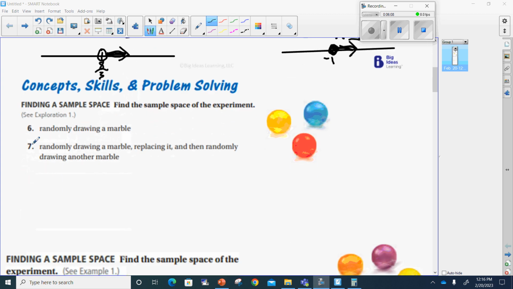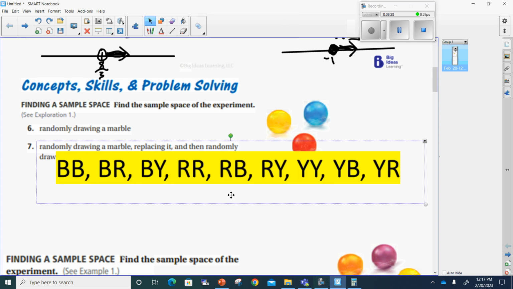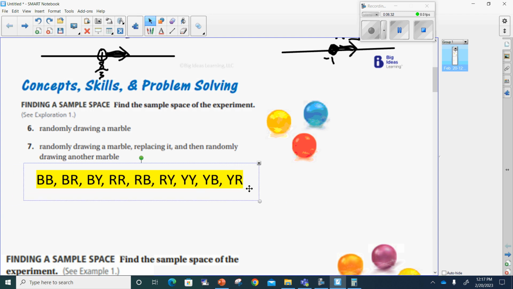You have number 6. 7 says, find the sample space of the experiment, randomly drawing a marble. So I'm going to draw one of these marbles, and then I'm going to replace it back in there, and then randomly draw another marble. Drawing, in this case, means pulling a marble from a bag. There's your sample space right there. There's really not a need to write all this out, just a waste of time.